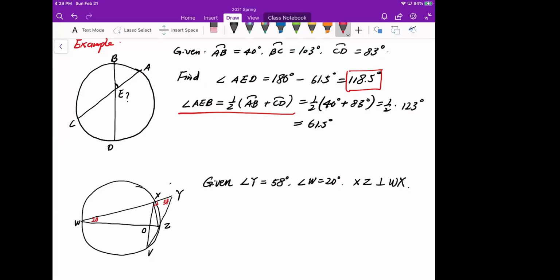And then I want to find the following. I want to find the WOV. So what is the WOV? That means I'm looking for this angle here. Okay, give everyone a minute. How could I get that one?